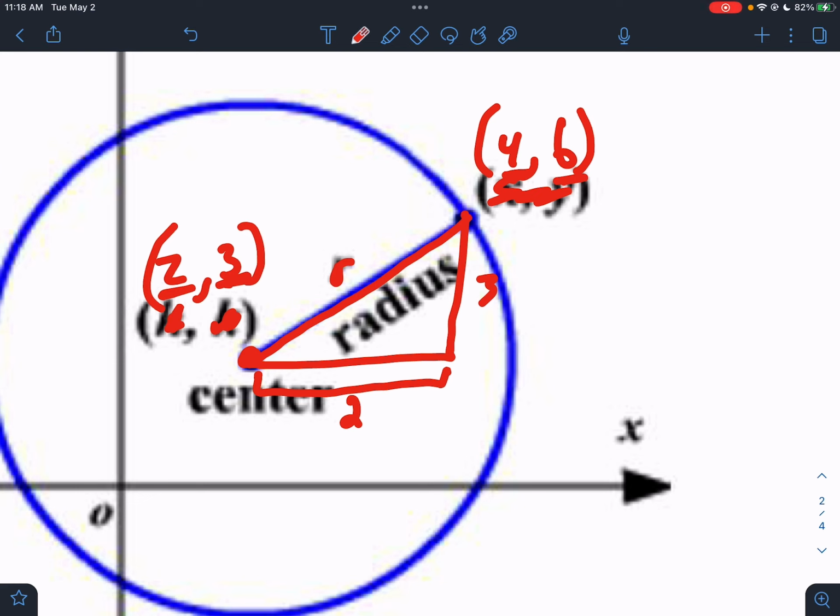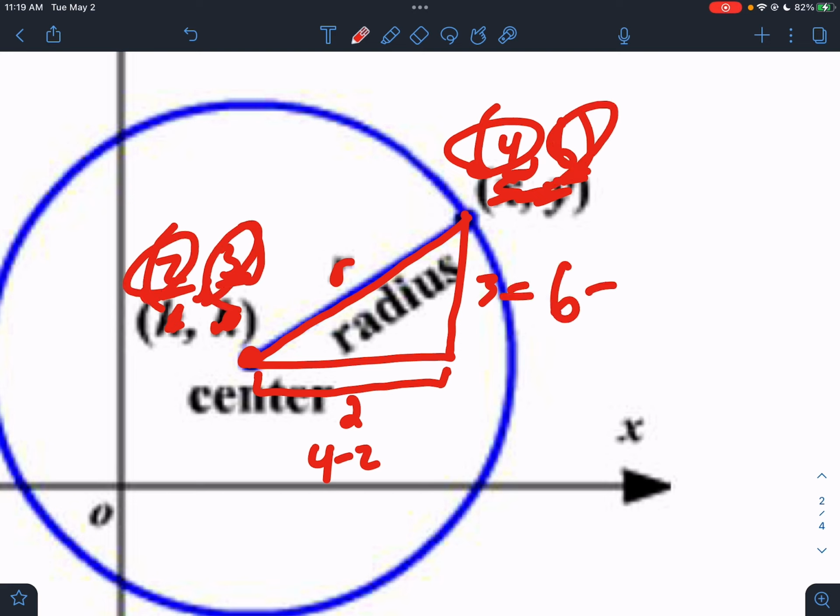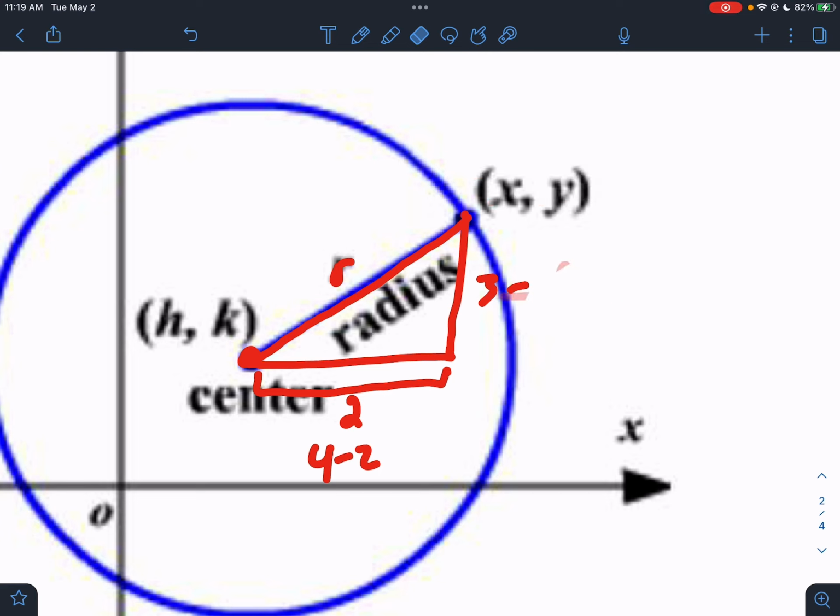So how do we get those numbers? Isn't this 2? Isn't that really just 4 minus 2? We took x and we subtracted. How about the 3? Isn't the 3 really 6 minus 3? We did the y minus the y and we subtracted. Here's the thing. Those are not the coordinates. They're x, y, and h, k. So how do we get a generic length? It would be x minus h. Whatever those numbers are, we subtract them. This would be y minus k. Whatever those numbers are, we subtract them.